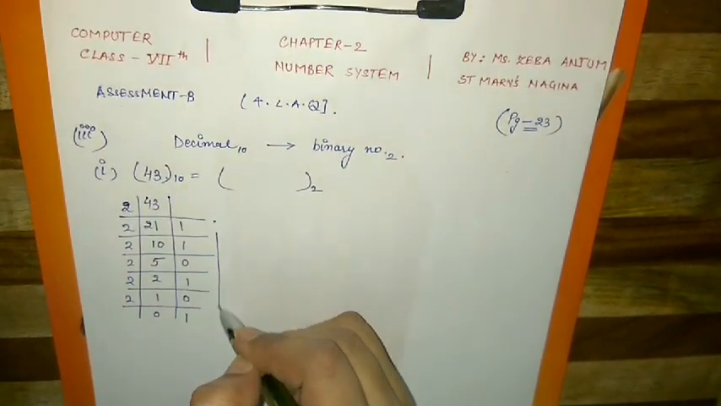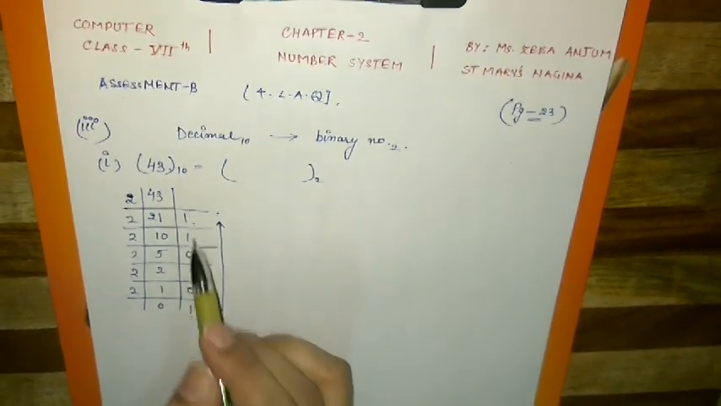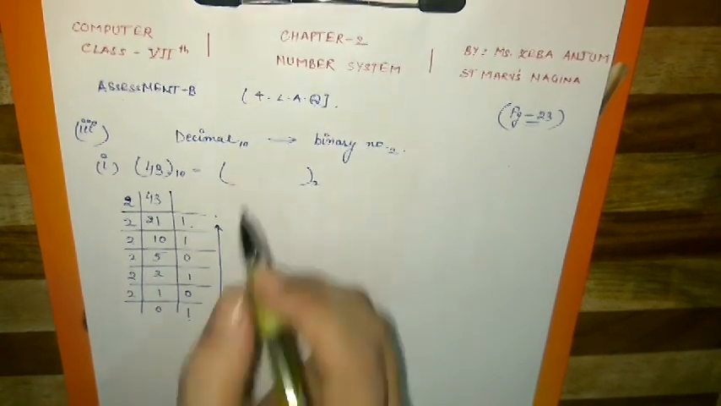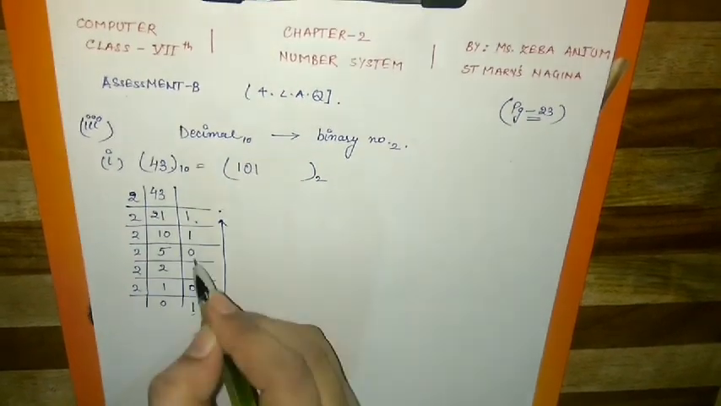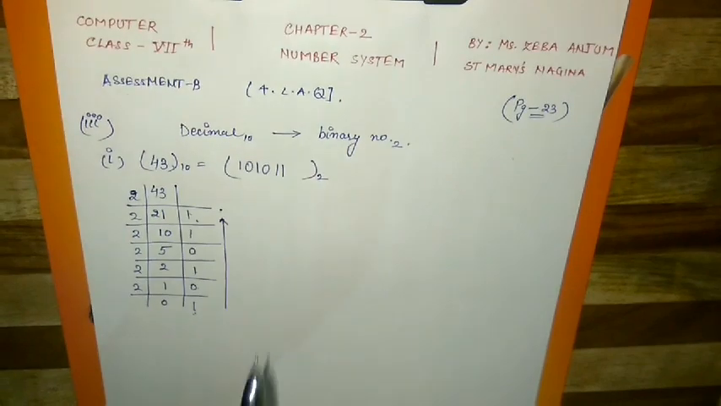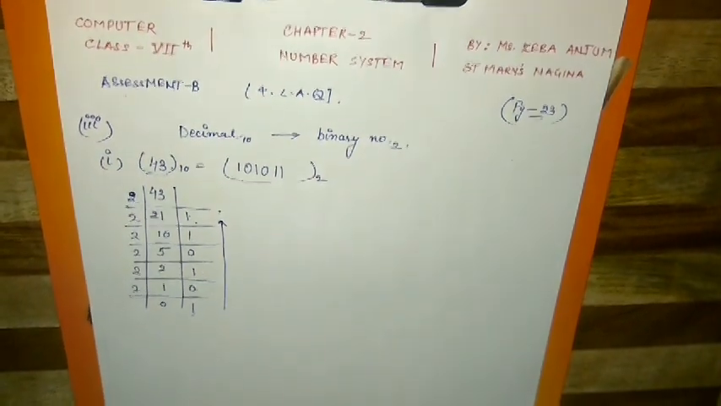Now after that what you have to do? You just have to make an arrow. From the bottom till top you are going to write down these numbers, these 1-0 sequences. So firstly this 1 will come, then this 0, then again 1, then again 0, then 2 times 1. So this is the binary representation of this decimal number.